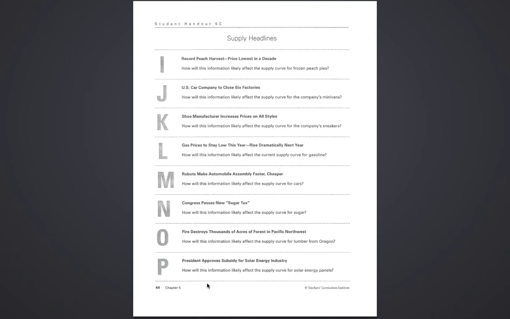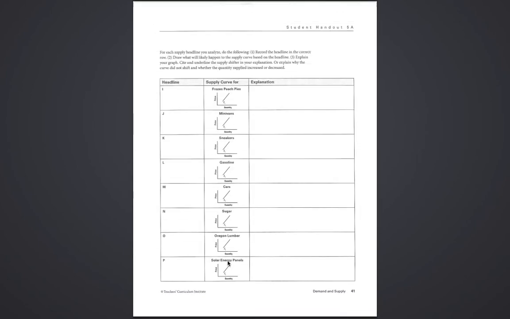President approves subsidy for solar energy industry. How will this information likely affect the supply curve for solar energy panels? If the government is giving people money to create solar energy, our headline is going to be subsidies for solar power, and people are going to, at that same price, be willing and able to make more available for sale because the government's giving them money to do that. So we're going to shift our curve out to the right. And the reason is one of those government tools, subsidies increase supply.